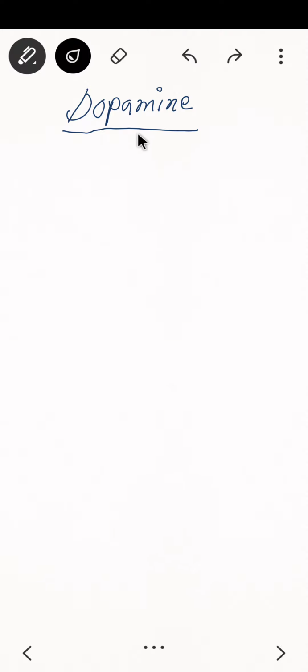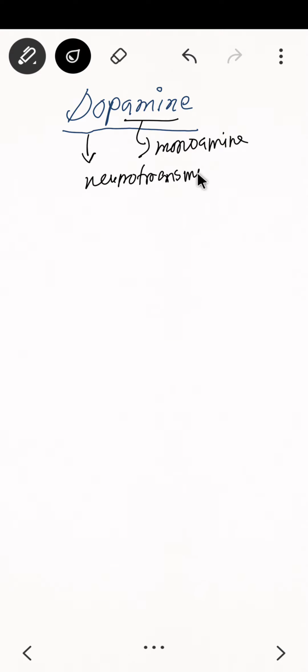Today our topic is dopamine. Dopamine basically is an amine, a monoamine, and it acts as a neurotransmitter. Dopamine is more predominant in the midbrain. In midbrain neurons, dopamine is more predominant.